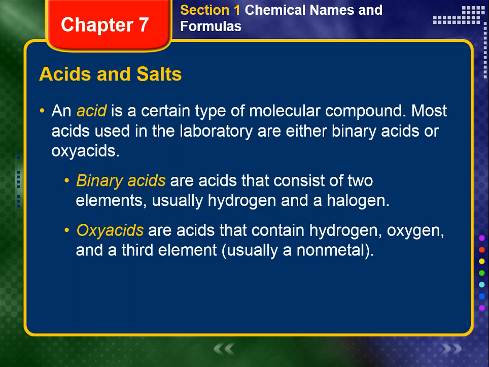Acids and salts. An acid is a distinct type of molecular compound about which you will read more in Chapter 15. Most acids used in the laboratory can be classified as either binary acids or oxyacids. Binary acids are acids that consist of 2 elements, usually hydrogen and one of the halogens: fluorine, chlorine, bromine, or iodine. Oxyacids are acids that contain hydrogen, oxygen, and a 3rd element, which is usually a nonmetal.